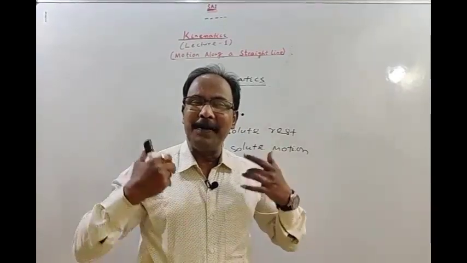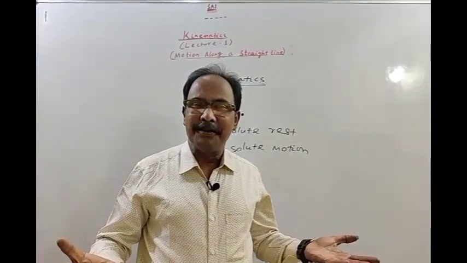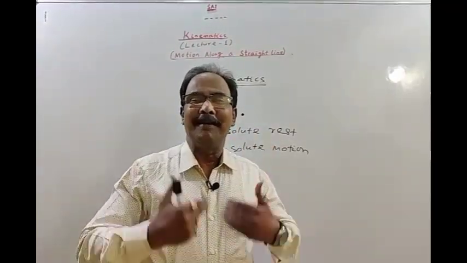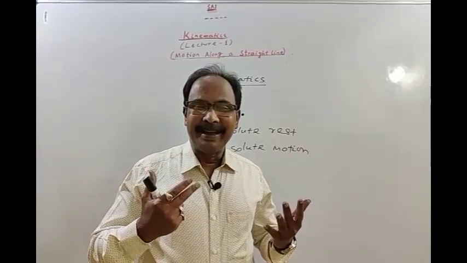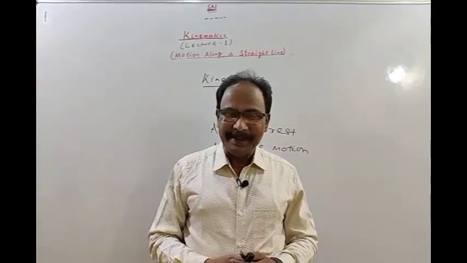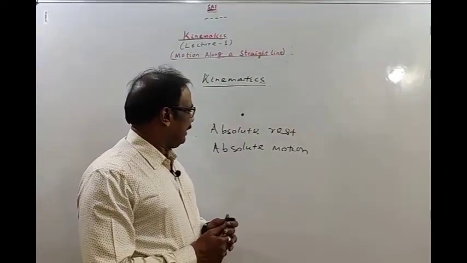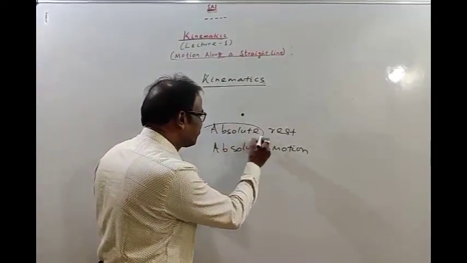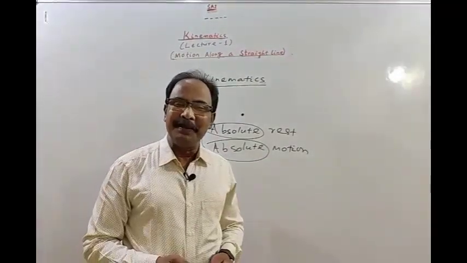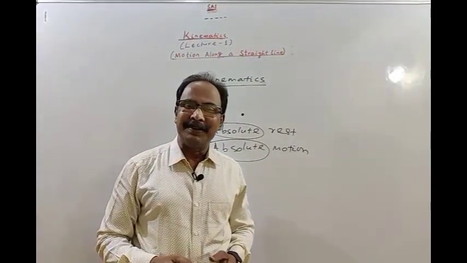Okay. Without motion, there is no life. Blood is moving in our veins and arteries. And we breathe because air is flowing during breathing. Okay. So only motion. Then the conditions of absolute rest and absolute motion are not possible. This is the final discussion. Okay.